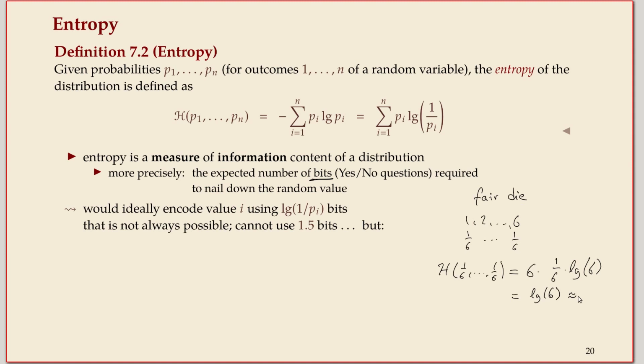Which, whatever it is, if you have a calculator handy you can check it out, but it's something between 2 and 3, 2 point something. So that means if you roll a fair die and you want to communicate the outcome to someone, then you need 2 point something bits on average to do that. Now, this is a bit of a problem. If the entropy is not an integer, how can I use 1.5 bits? I cannot in the strict sense, but on average I might.